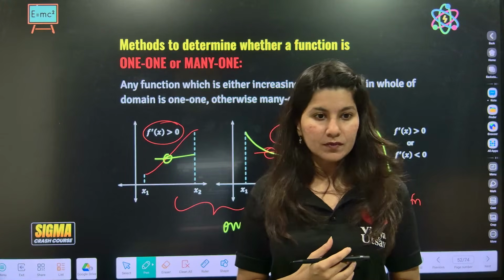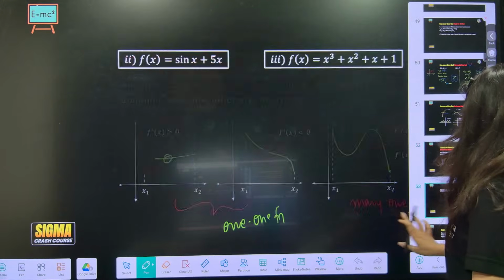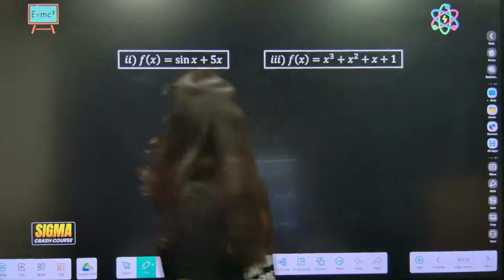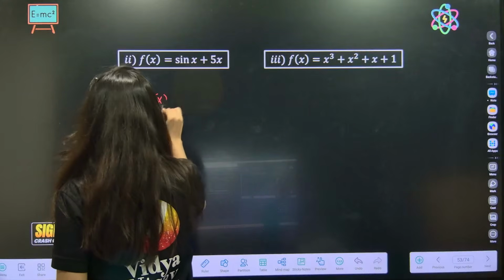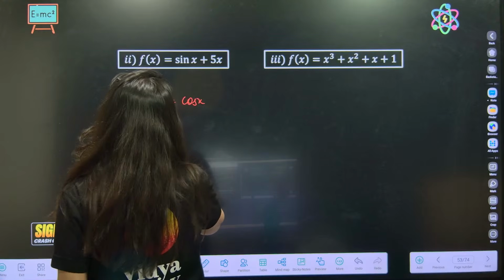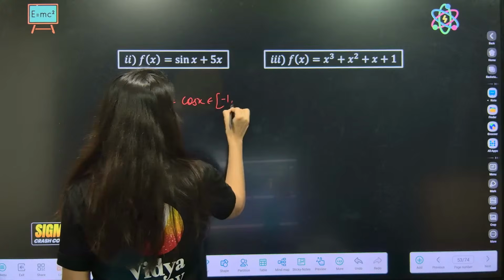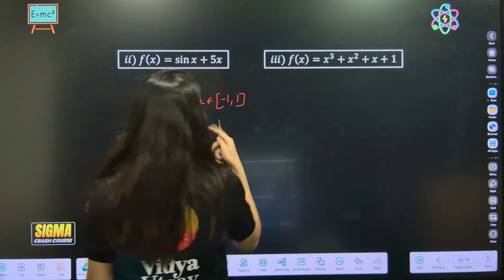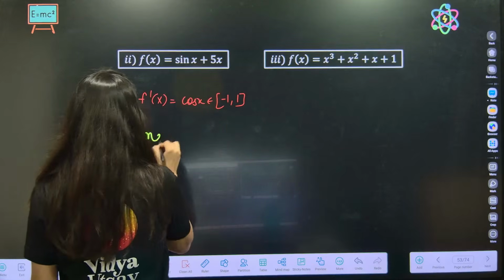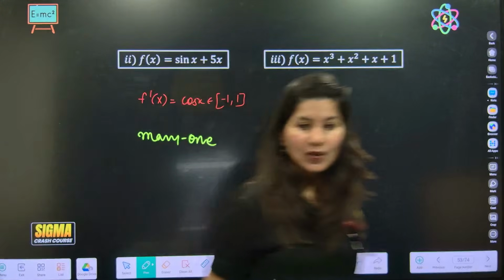Alright, let's see this question. Can you tell me f dash x? Elementary question. This is cos x. Now cos x is sometimes positive, sometimes negative. Basically, the derivative lies between -1 and 1. That means it is a many-one function, my dear students. Are you getting it?